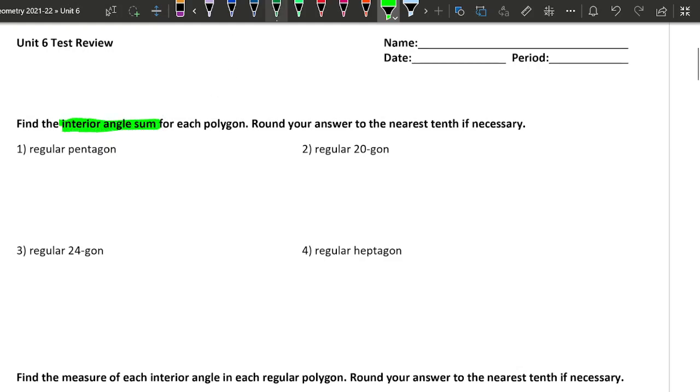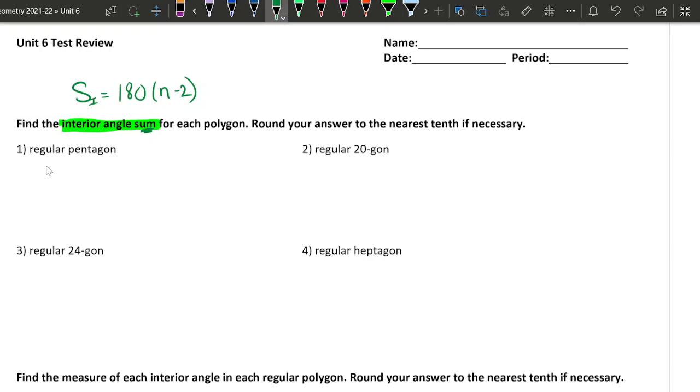So if it says sum, the sum means it's going to be a larger number, right? It's going to be all of the angles added together, the sum. So the sum of the interior is 180 times n minus 2. Now, if this was a regular polygon and I wanted each interior angle, I would take that and divide it by n. But for sum, you don't divide it.